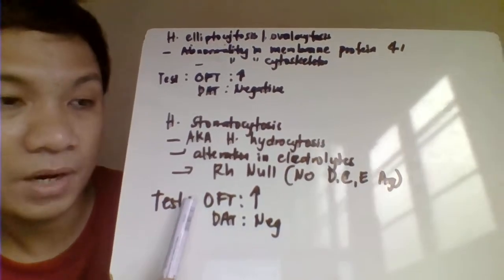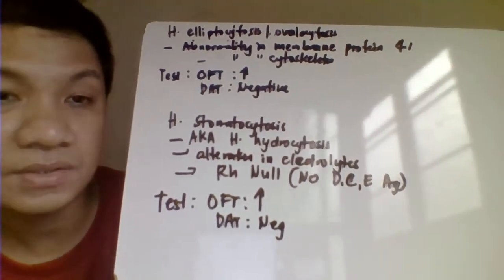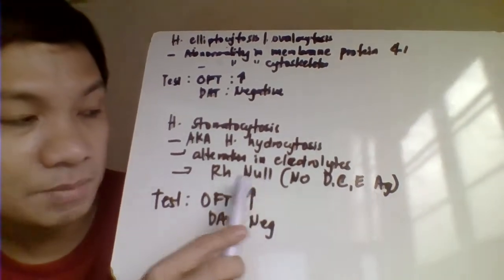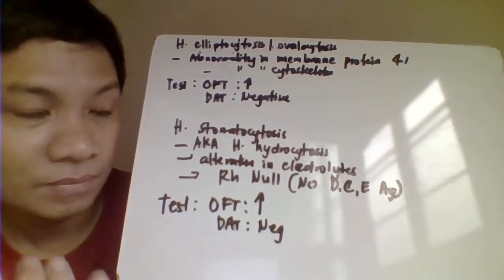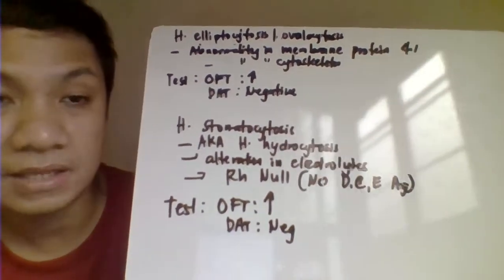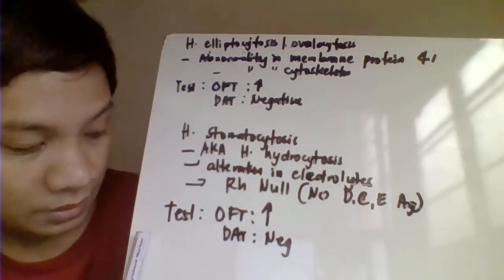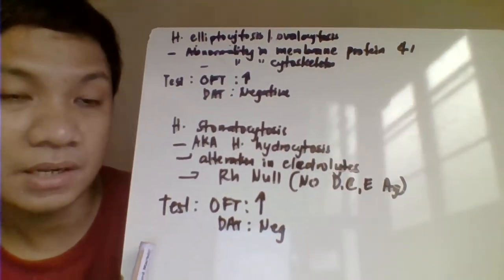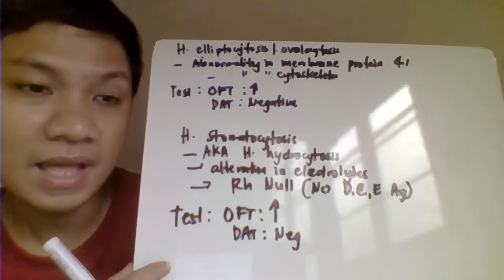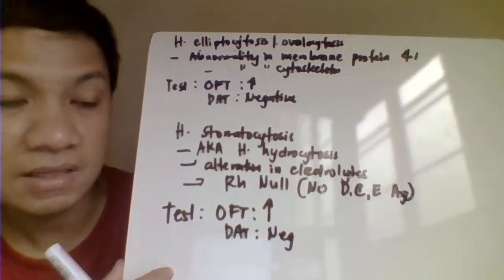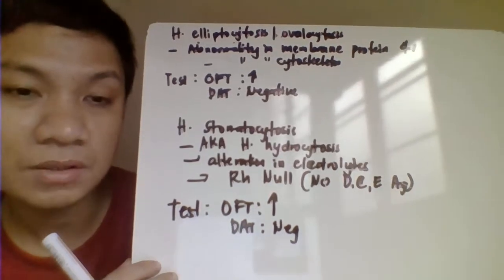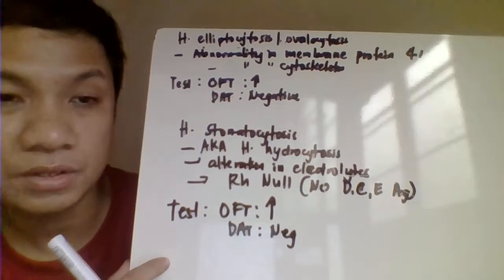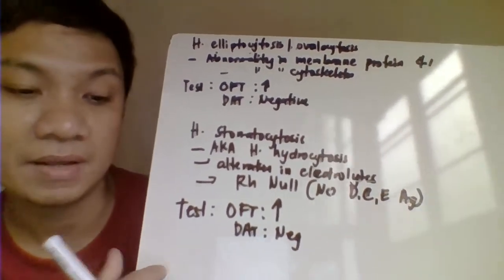That also has a problem here with the absence of your Rh antigen, your Rh null, characterized by the absence of all Rh antigens. It has no C, no D, no E antigen related to your Rh blood group. So the osmotic fragility is also increased, and your direct antiglobulin test will have a negative result because again hereditary stomatocytosis is not an autoimmune disorder, but rather this is a membrane defect.